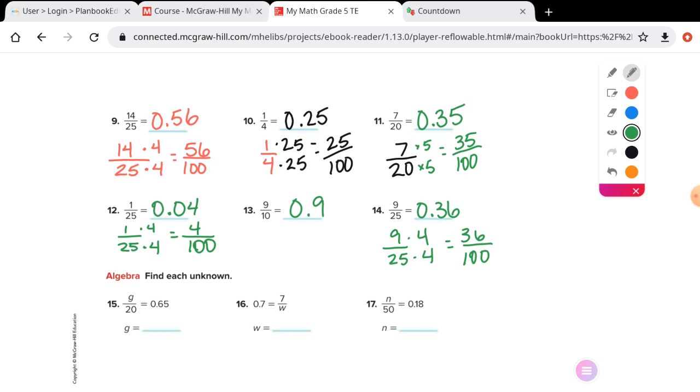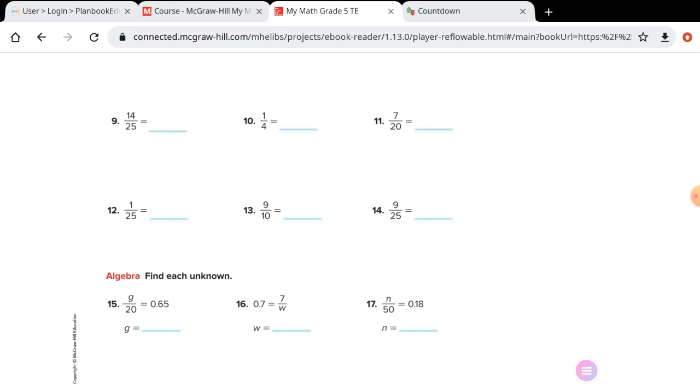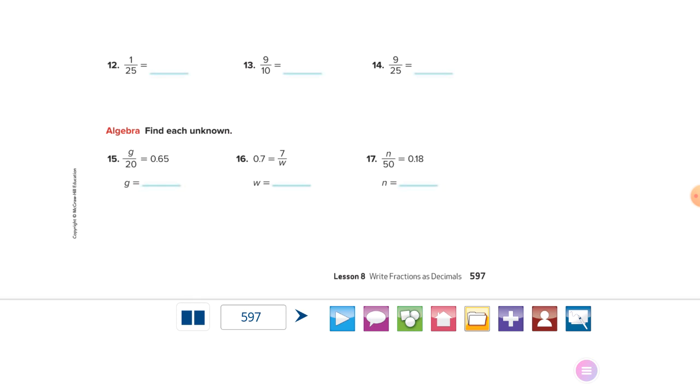Now, the bottom ones, it says it's algebra. Algebra just means they're putting in a letter in place of something we do not know. Okay? So when you're trying to solve something you don't know, I always say focus on what you do know. So we're going to work this one kind of backwards. Who can say that number properly? Braylon?